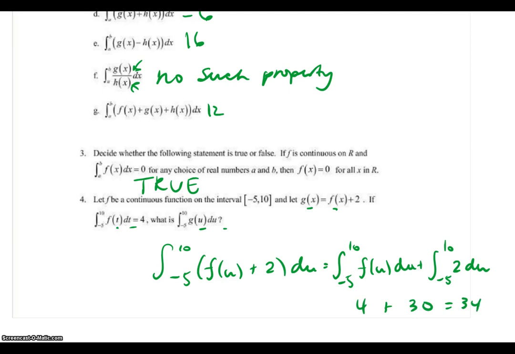Okay, so that's your properties of integrals worksheet. Again, this is going to go inside your notes with everything else. So if you want to, you can tape it in.